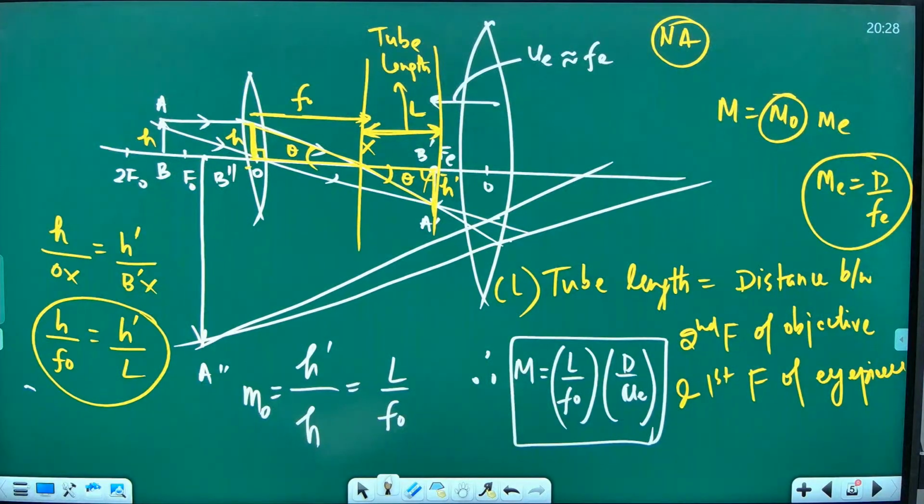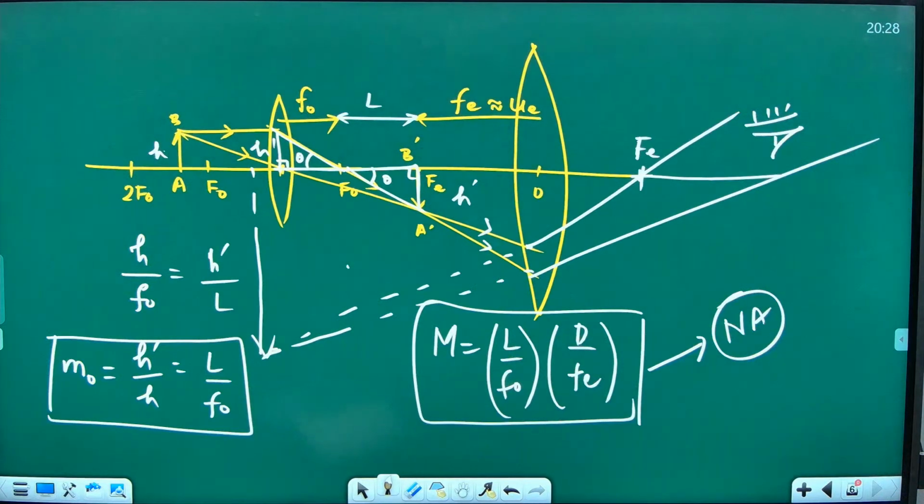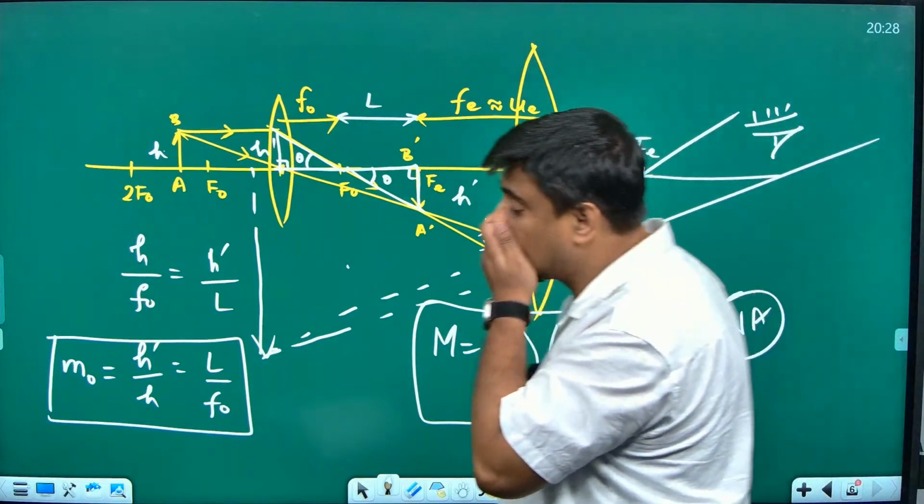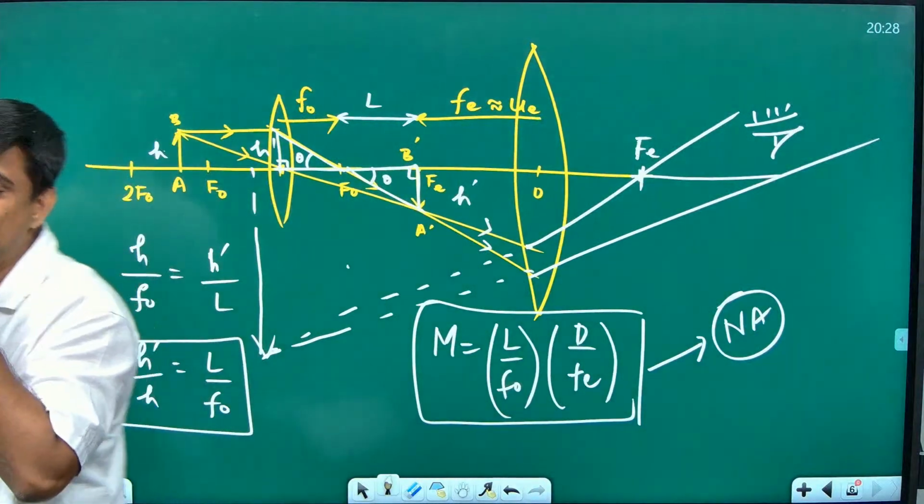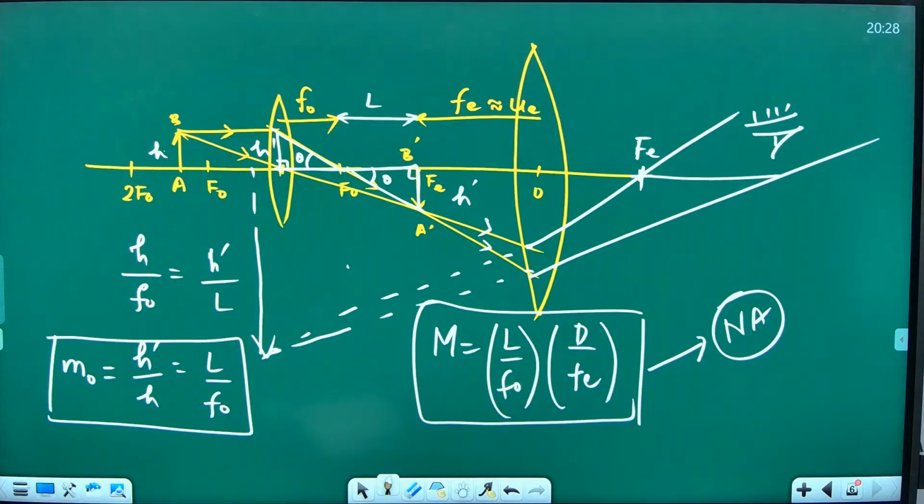Both are the same only, both pages. So basically, you have learned two different formulas of magnification. One is VO by UO into L D by FE. One is L by FO into D by FE. If it is maximum magnification, you can take D by FE plus 1. That's the only difference.